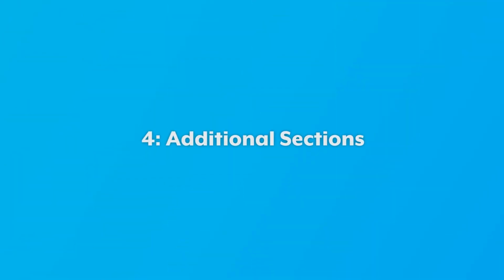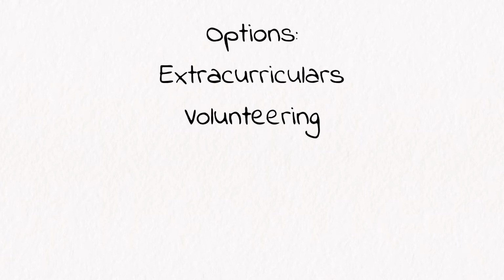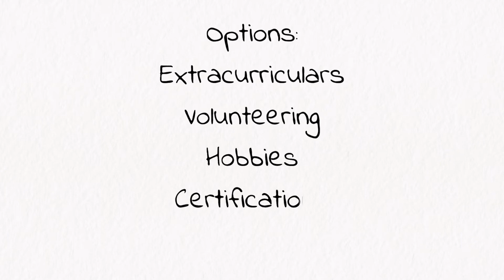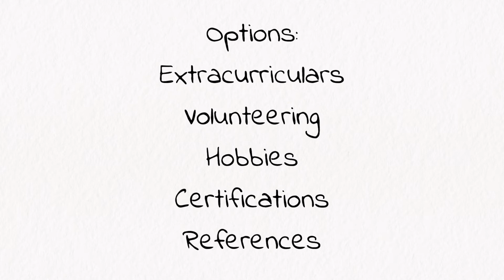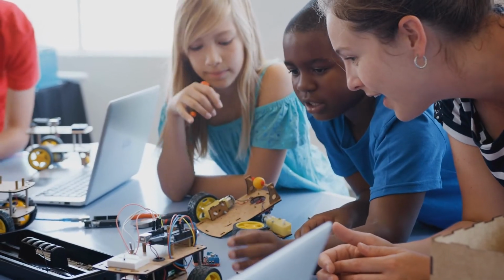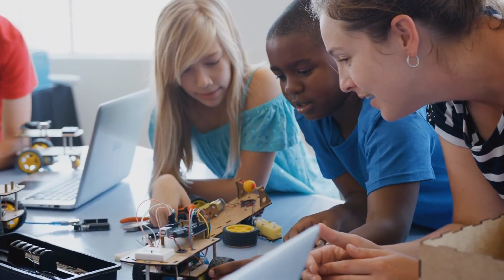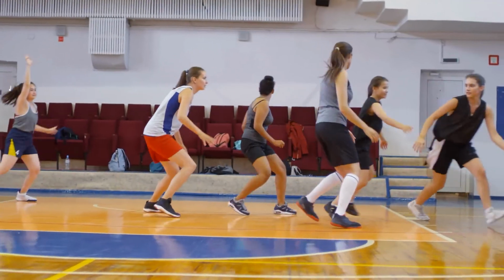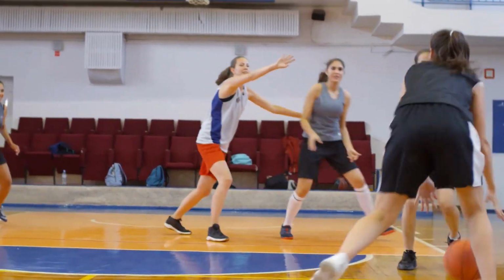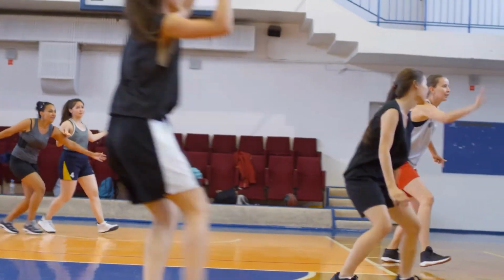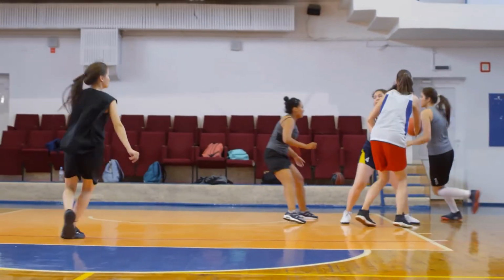Additional sections. Now that you've got your About Me, experience, and education sections, it's time to add other sections that apply to you. Some options are extracurriculars, volunteering, hobbies, certifications, and references. It might seem difficult to find details to emphasize within these sections, so consider how you can demonstrate transferable skills such as leadership, teamwork, or problem solving.